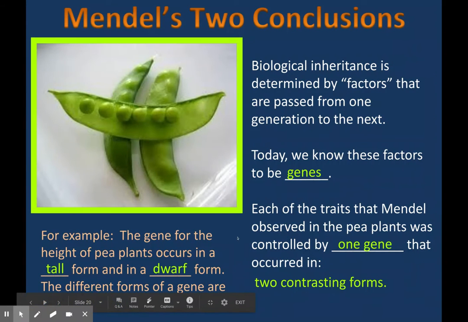So we know that these are called genes. He called these factors of what is being passed from one to the next. We know these are called genes. And the alleles are going to be the different forms of that gene or that trait for each type. So you could either have tall or dwarf.